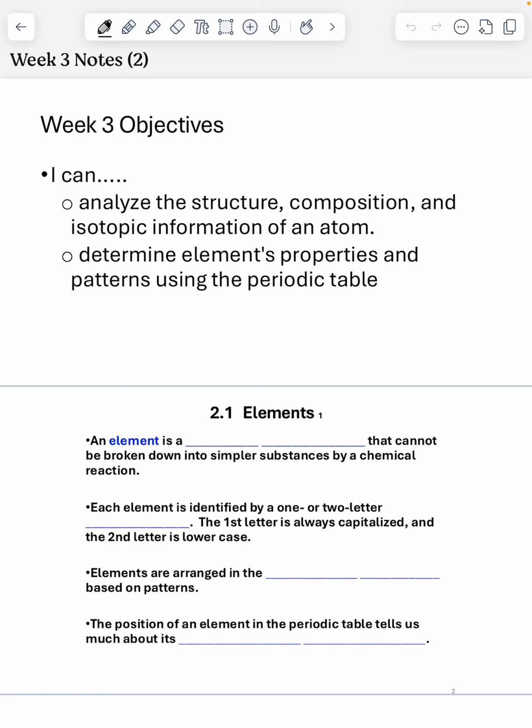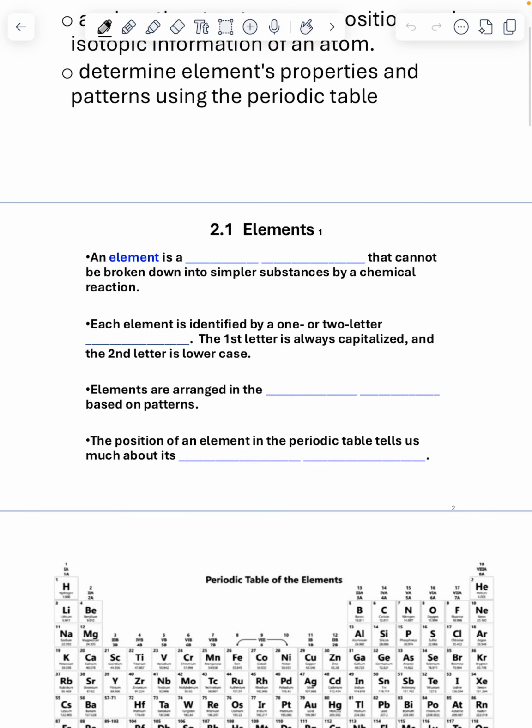First slide, we see our objectives. We're going to be looking at the structure, the composition, and the isotopic information about an atom. And we're also going to determine the element's properties and patterns using the periodic table.